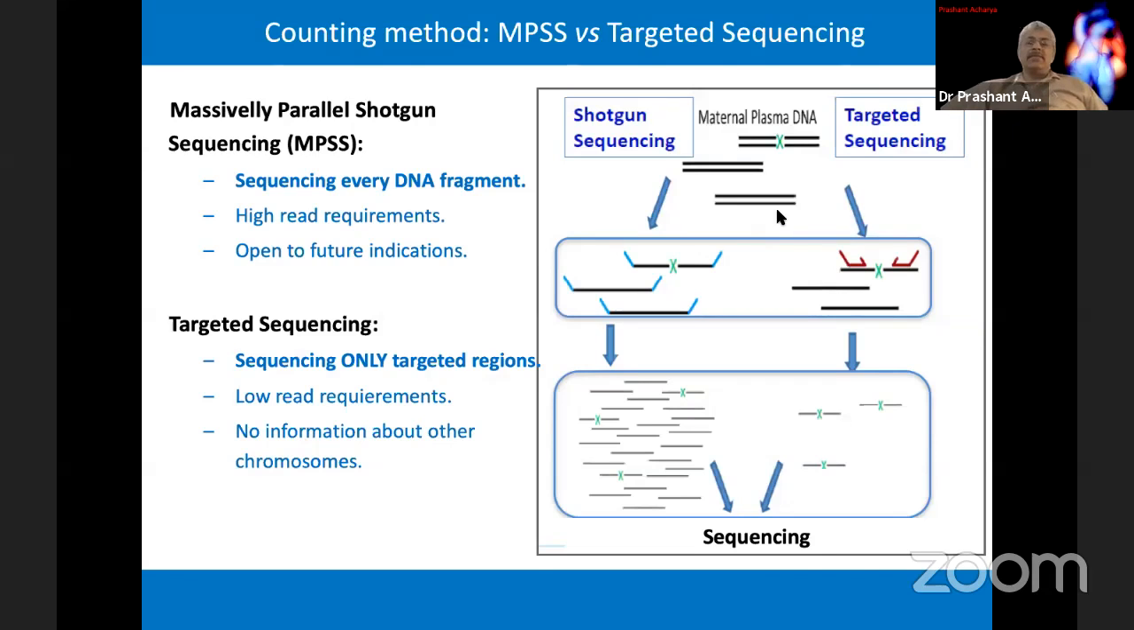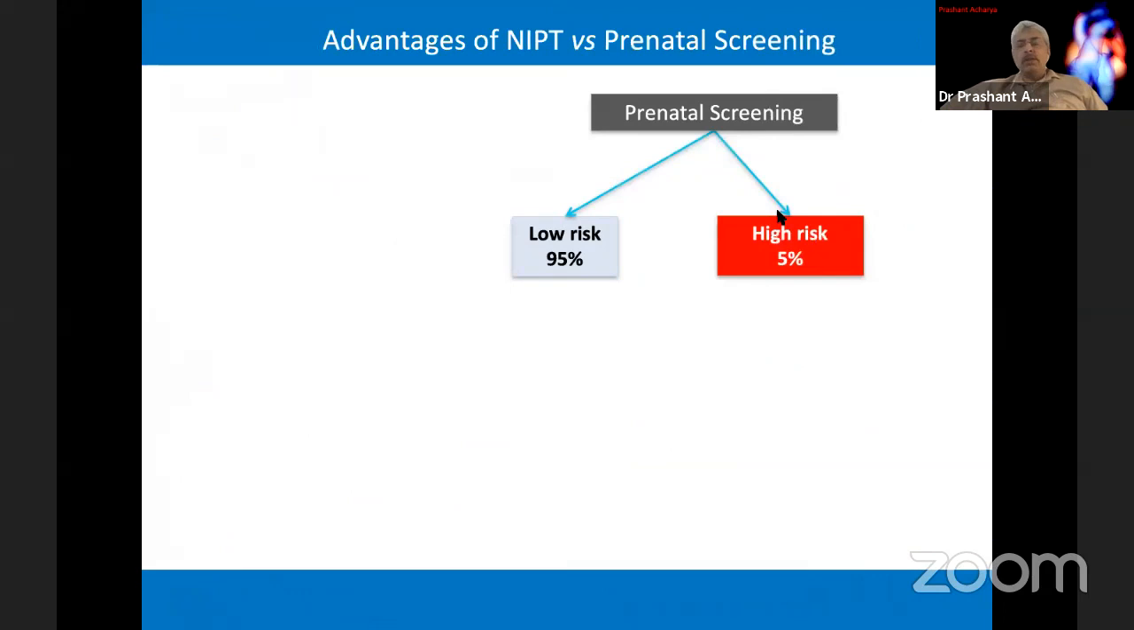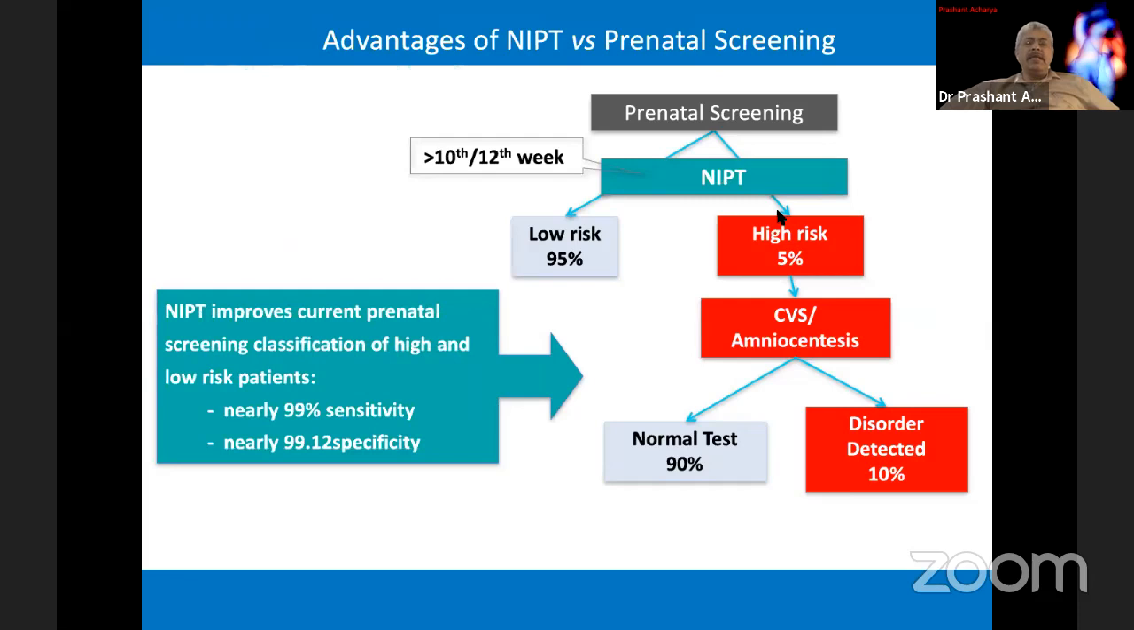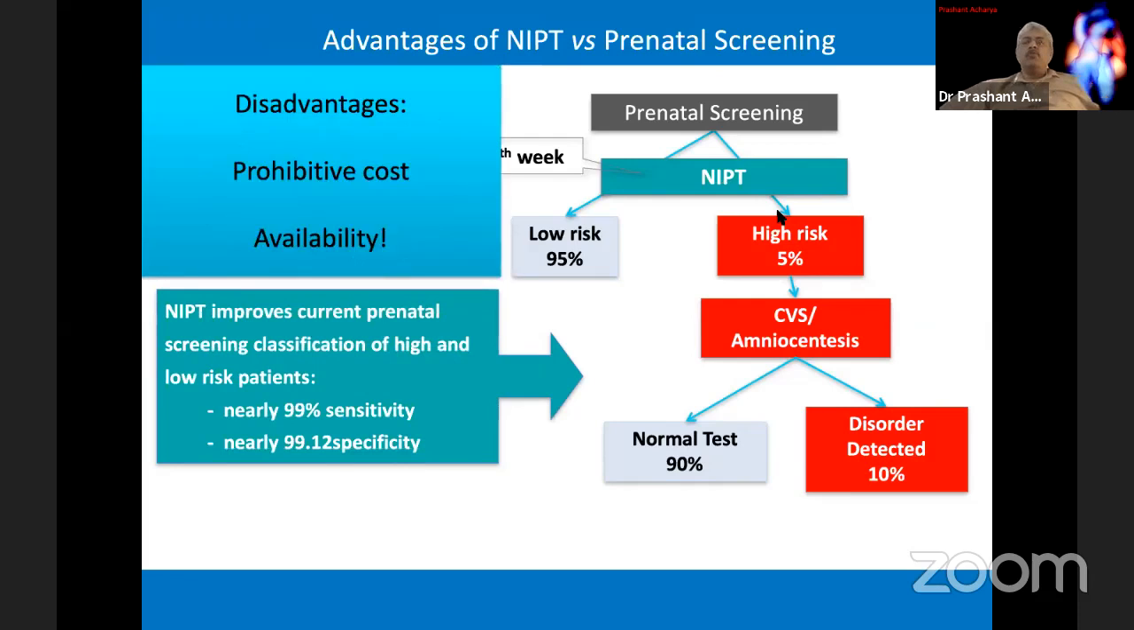In targeted sequencing, every fragment is run parallel to the normal human genome, and it will probably give you more than 99% detection with only a 0.12% false positive rate. So it has the highest possible detection and the lowest possible false positive rate. It is the best test available for detection of trisomy 13, 21, and 18, and with some of the sex aneuploidies. Then why not apply it to everyone?